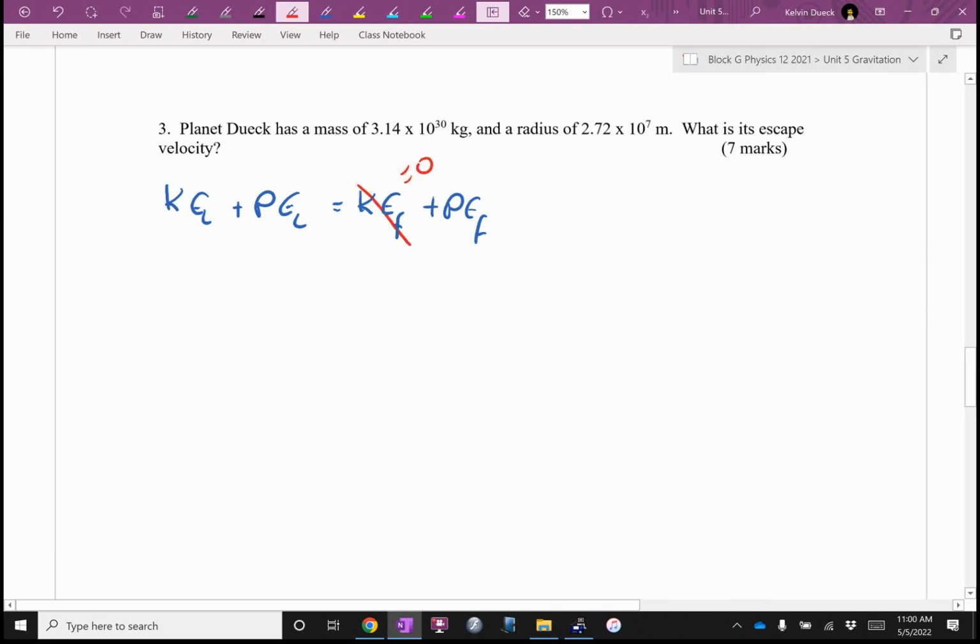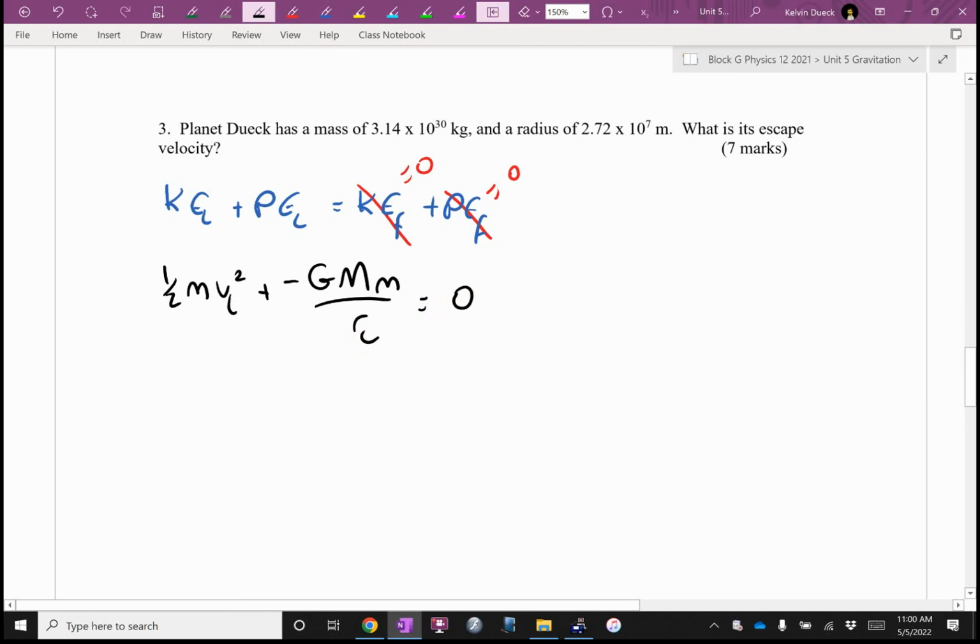We want to do this so perfectly that we run out of motion right when we escape the planet. And for us to escape the planet, we have to have no gravity. And if there's no gravity, how much potential energy do we have? We're out at the edge of the universe. So you end up with a half m v initial squared plus negative big G big M little m over R initial equals nothing.